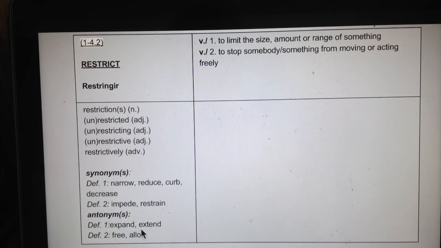Be sure to write an original sentence using restrict as a verb, and you can decide which definition you want to use, or both if you want to do two sentences. And include an illustration in the bottom right corner of your flashcard.